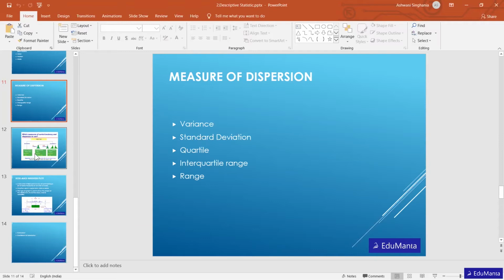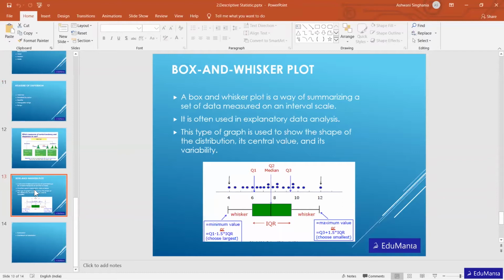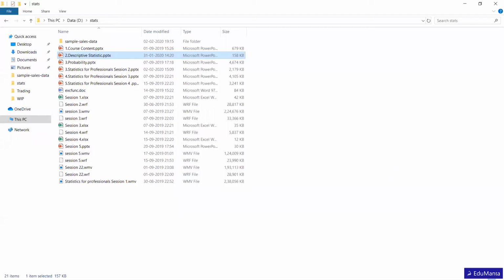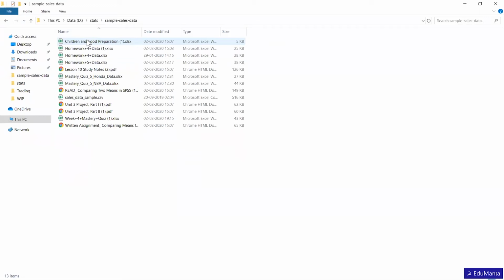So let's begin that part, that is box and whisker plot. Here we will understand how this box and whisker will help us to understand or identify the outliers in the data set. I'm just pulling up the data from my last class. That was the sales data.